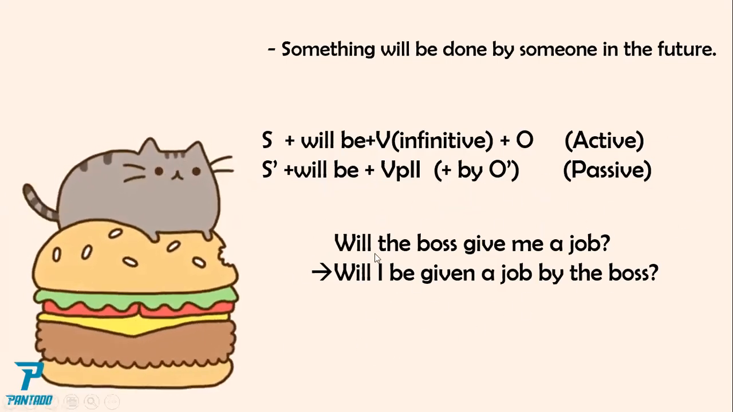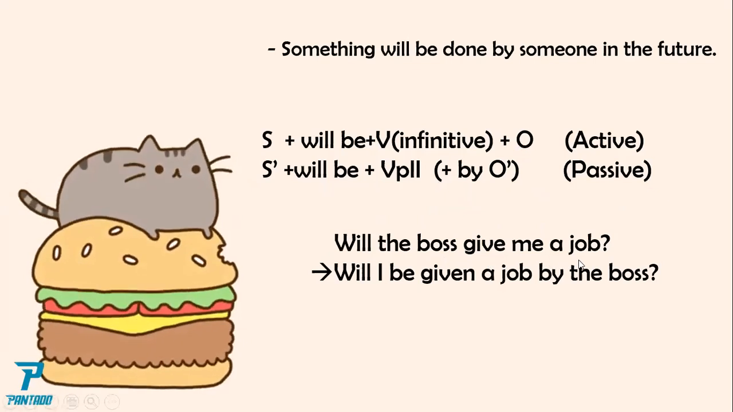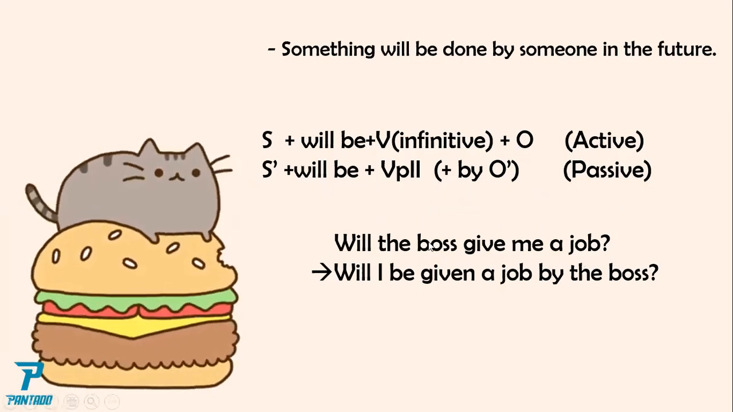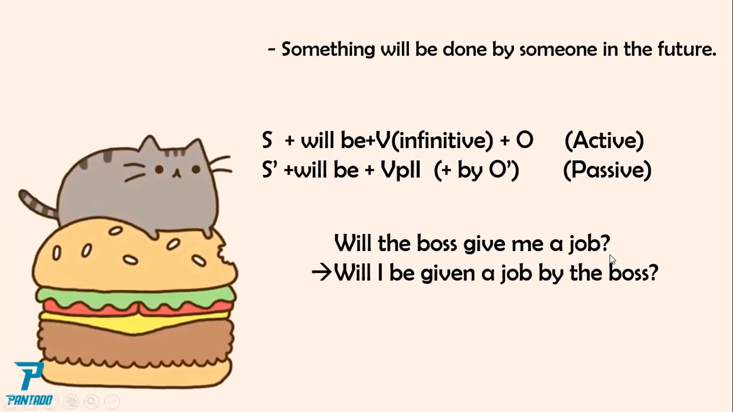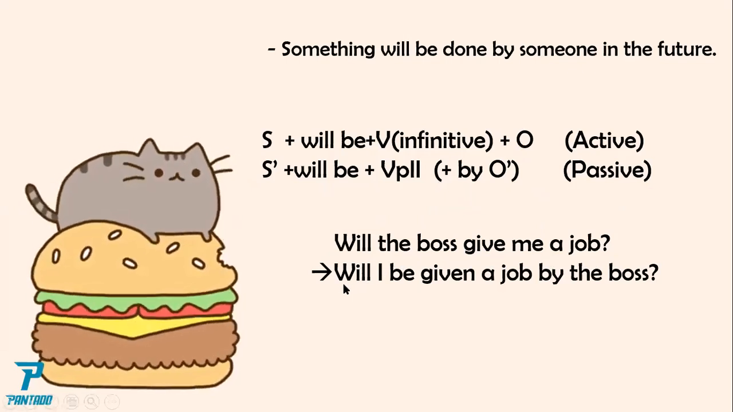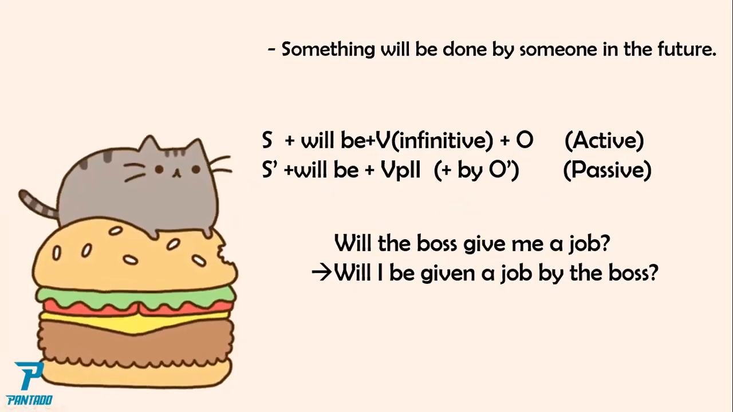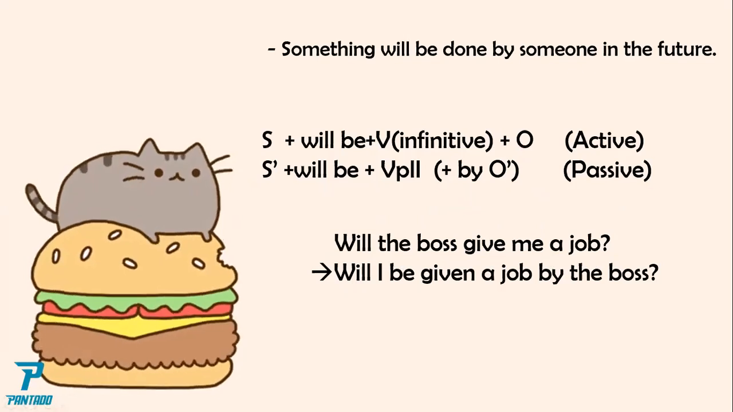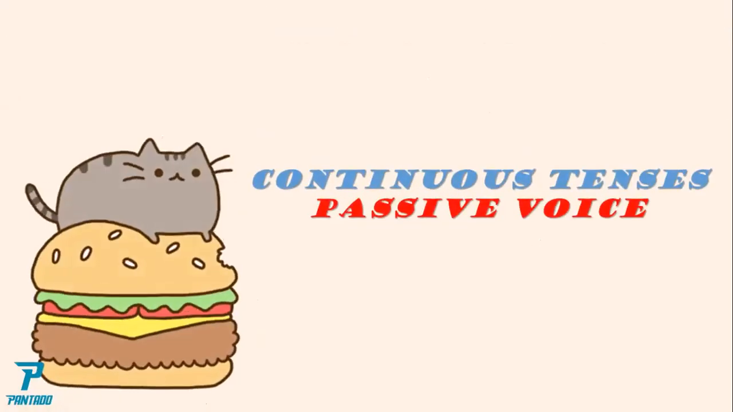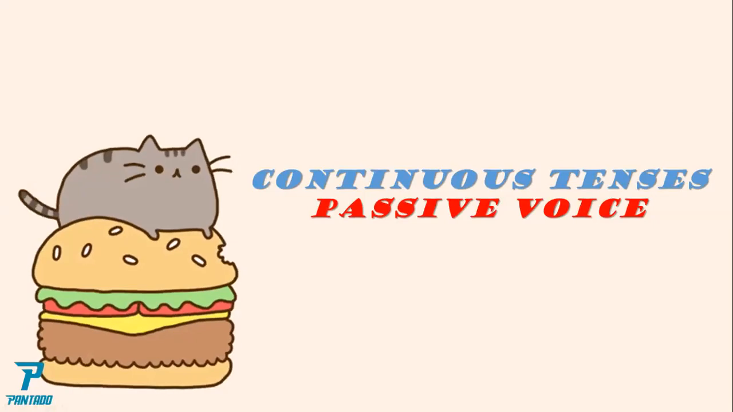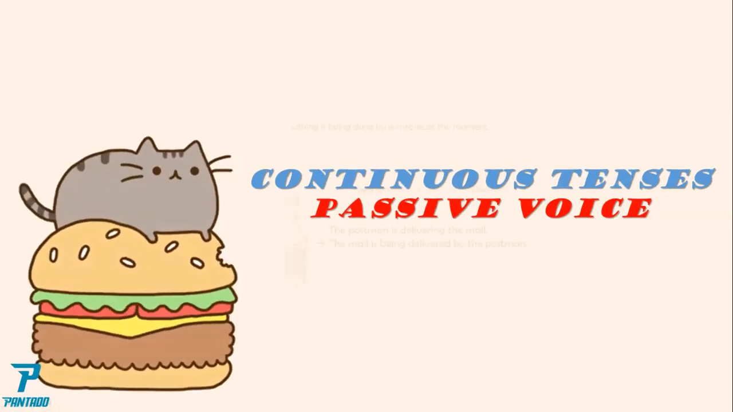Now let's take a look at it. Will the boss give me a job? Then we have, will I be given a job by the boss? Yeah. All right. Is it easy to understand? Yes. All right. Now we need to move to the continuous tense.